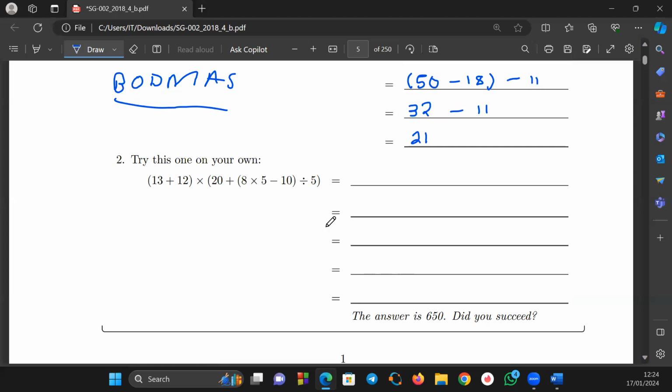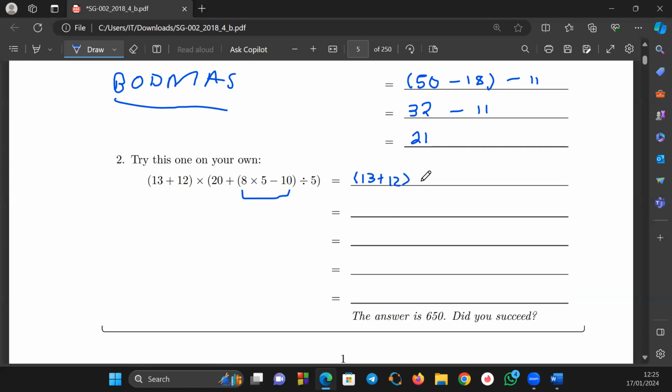So now we are going to solve this problem here. You can try this one on your own. When we start this one, we're going to first work on the brackets. It's still the same as that one. The first thing that you can do, we know that we shall solve what is inside the brackets. So we're going to say 13 plus, we rewrite plus 12.